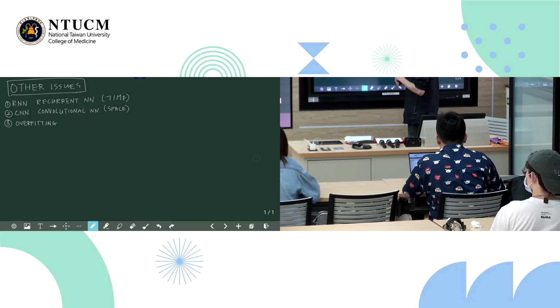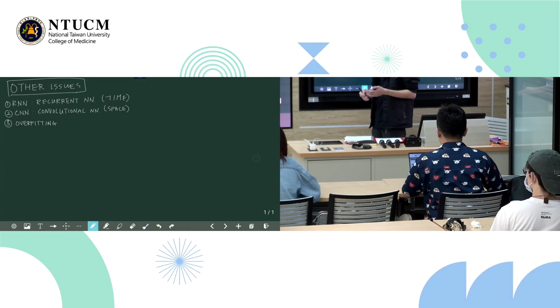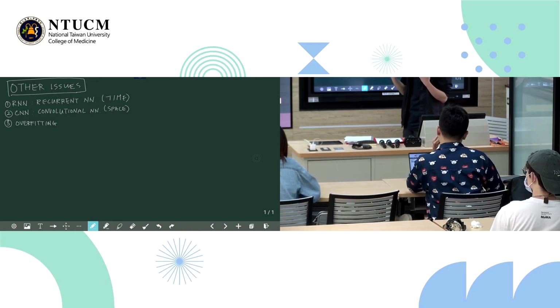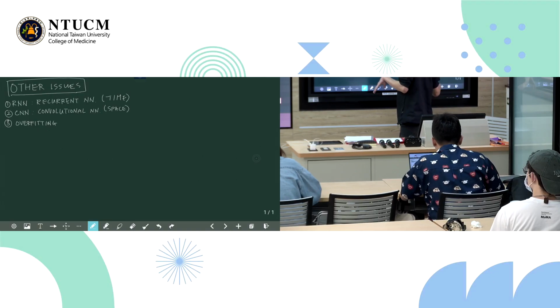So let's talk about RNNs, then CNNs, and then we'll talk about overfitting, which is also not a problem specific just to neural networks, but is a problem in all modeling, okay? Machine learning, statistics itself. But we'll highlight how overfitting applies in a neural network case. Okay, so let's talk about RNNs first.